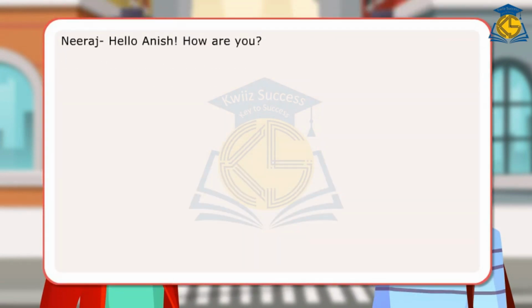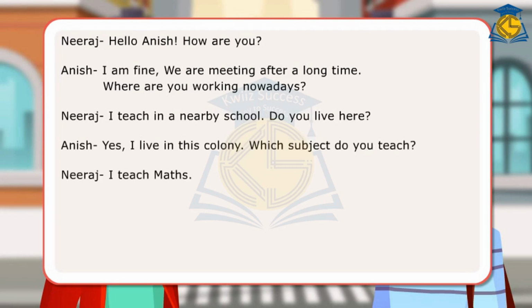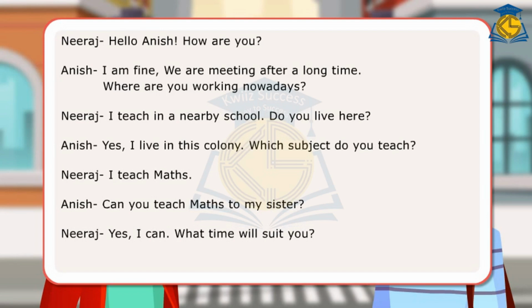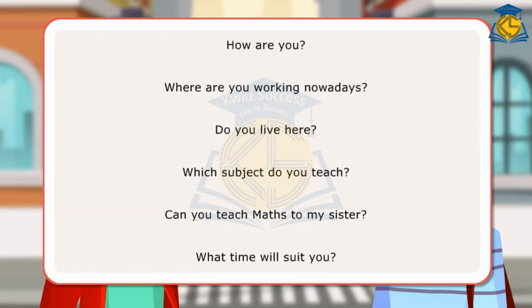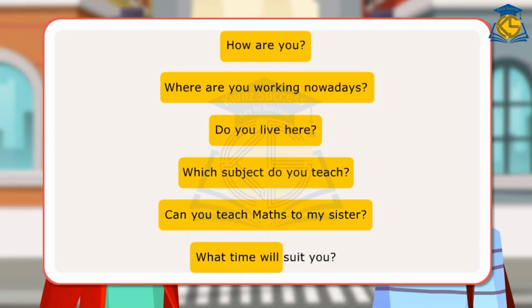In the dialogues, the boys have used sentences that ask questions. These are examples of such sentences. How are you? Where are you working nowadays? Do you live here? Which subject do you teach? Can you teach maths to my sister? What time will suit you?